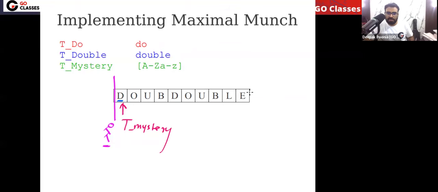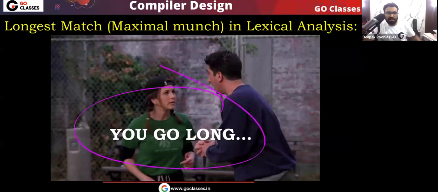When you start reading this character stream from left to right, character by character, when you read this D, at this moment these two regular expressions are in the race, but they are not completely matching. Yes or no? But this mystery regular expression is fully matching, so I can put a marker here. If nothing else will match, then I will generate this mystery token. But I will go long.